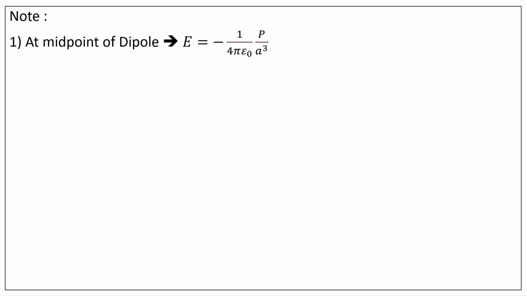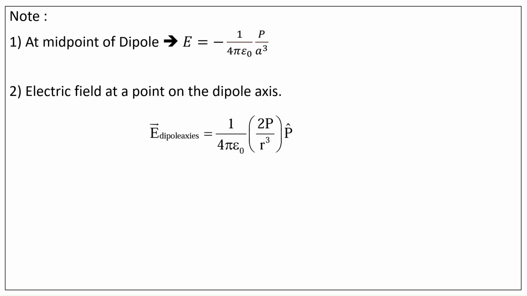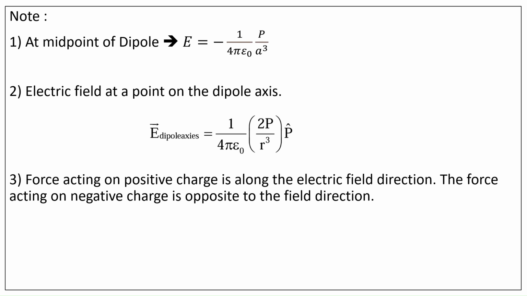At midpoint of dipole, E is equal to minus 1 by 4 pi epsilon naught into bracket P by a cube into P cap. 2. Electric field at a point on the dipole axis. E is equal to minus 1 by 4 pi epsilon naught into bracket 2P by a cube into P cap. 3. Force acting on positive charge is along the electric field direction. The force acting on negative charge is opposite to the field direction. This ends the dipole moment.